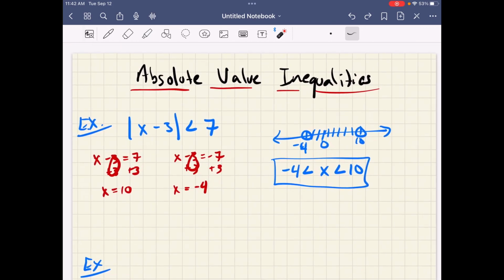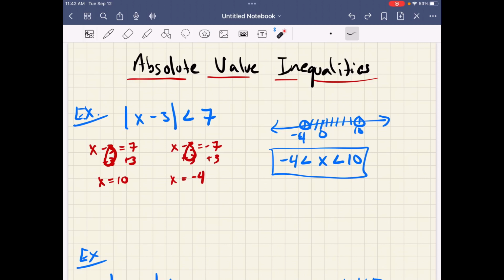So remember, use that number line to help yourself out. There are other ways to do it where you don't have to use that number line. I like to go ahead and plug in my points in each of those 3 locations just to confirm whether the numbers in that area would or would not work.